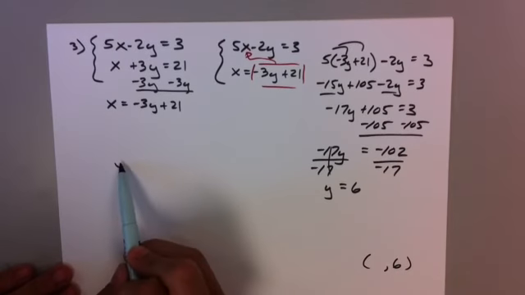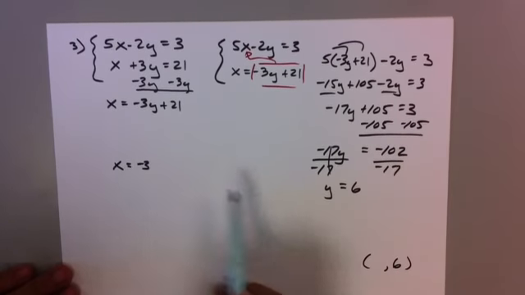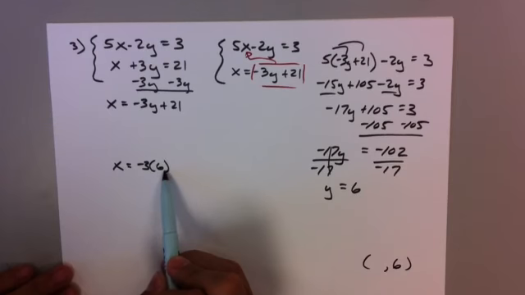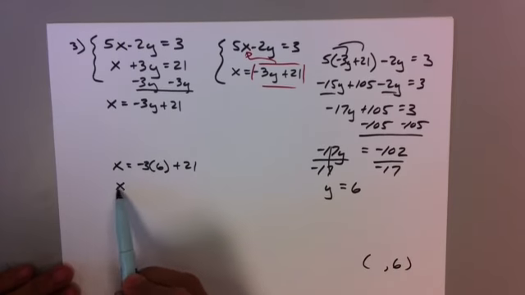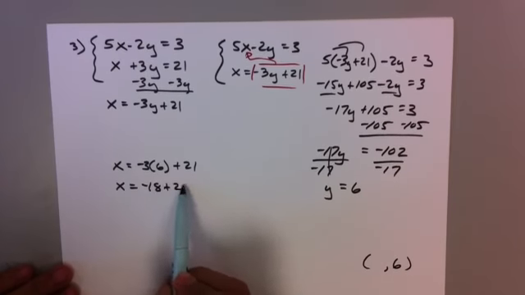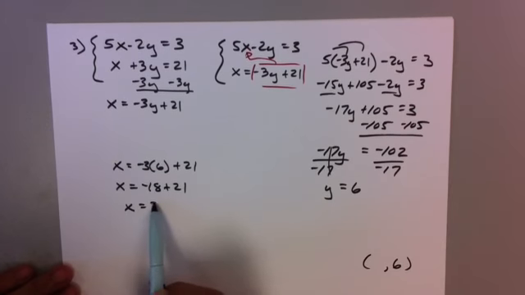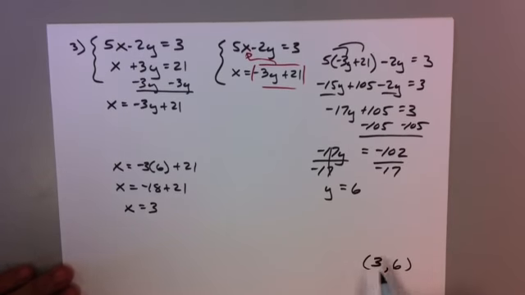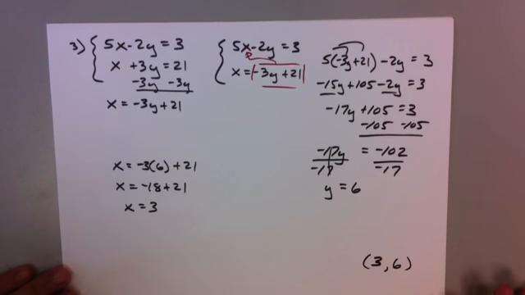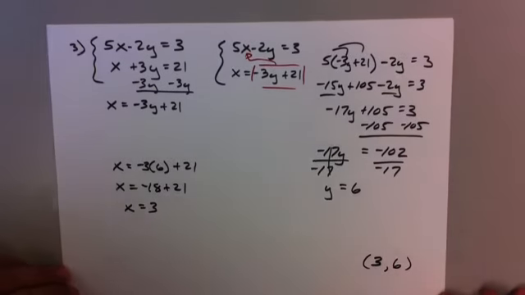So I'm going to go x equals negative 3. I'm going to put the 6 plus 21. x equals negative 18 plus 21. So x equals 3. And there you go. And that's how you solve systems using substitution.